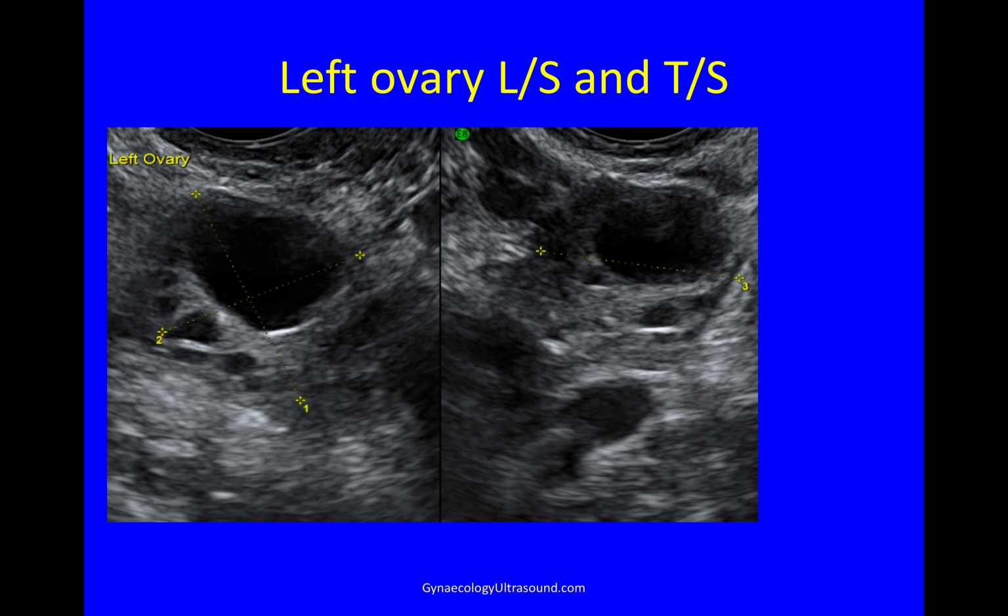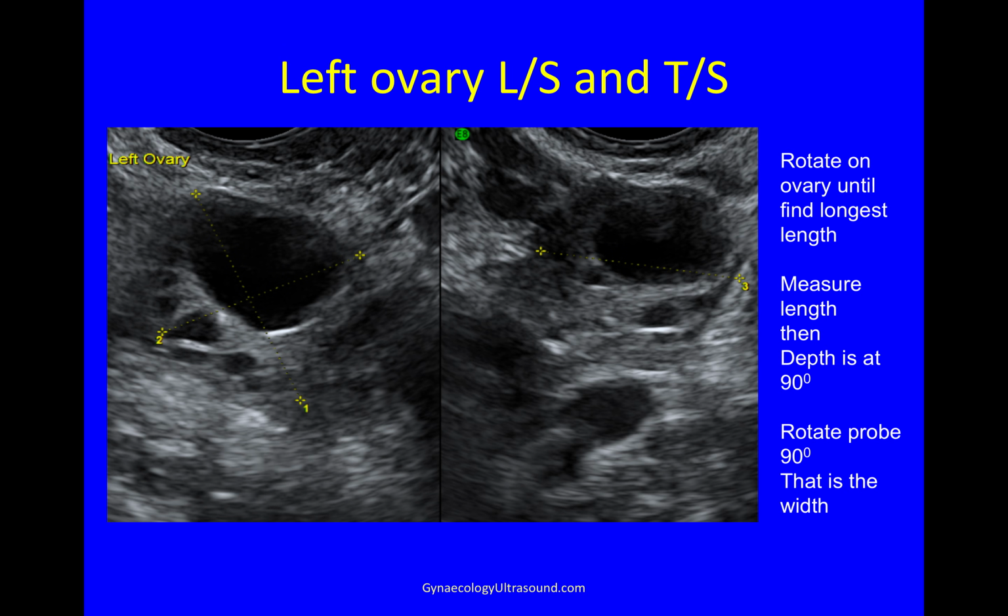When you find the ovary, you rotate on the ovary to get the longest length. So I found it, and I'm going to rotate my hand till I find the longest length. That'll be the length, that'll be the depth, and then I need to rotate my hand 90 degrees, and that's the width.